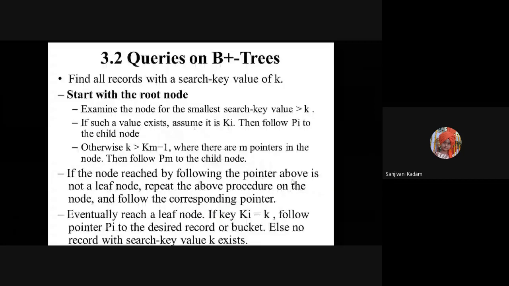If the node reached by following the pointer above is not a leaf node, yes, we have reached a node which is not a leaf node, then repeat the above procedure on the node. It means if redwood is not found, then we can repeat the same procedure.